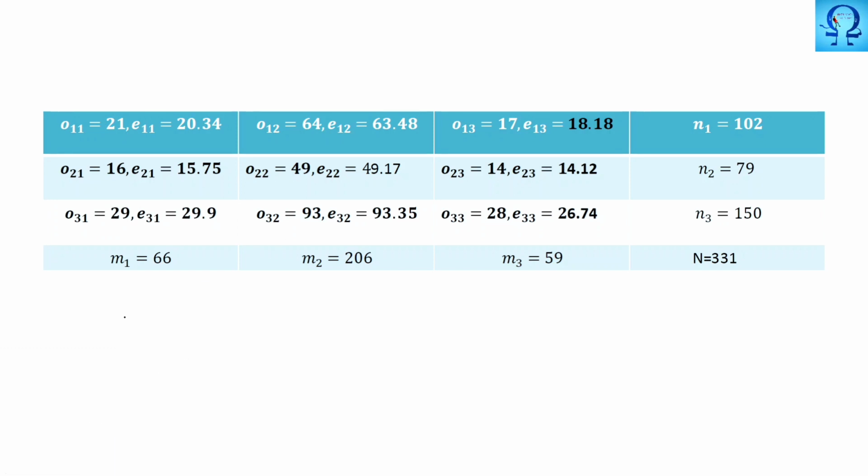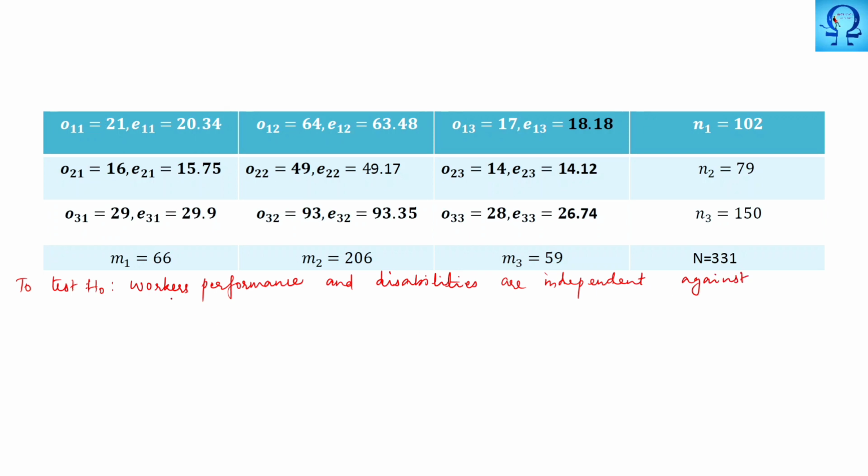To proceed further, we will have to note down the test statistic. The null hypothesis is that workers' performance and disabilities are independent. There is no relation between their disability and their work performance. We are testing this null hypothesis against the alternate hypothesis that they are dependent, at 0.05 level of significance.